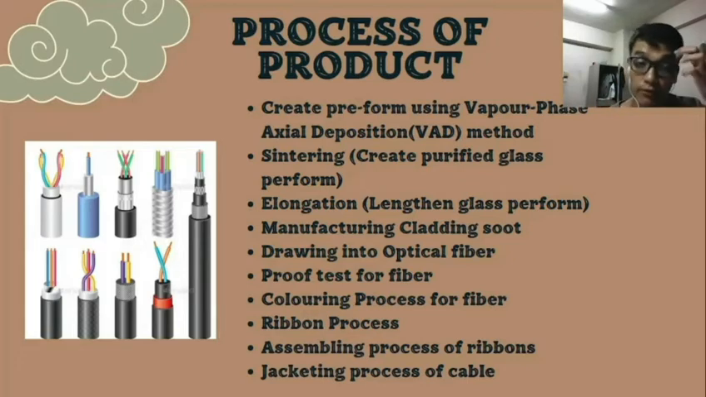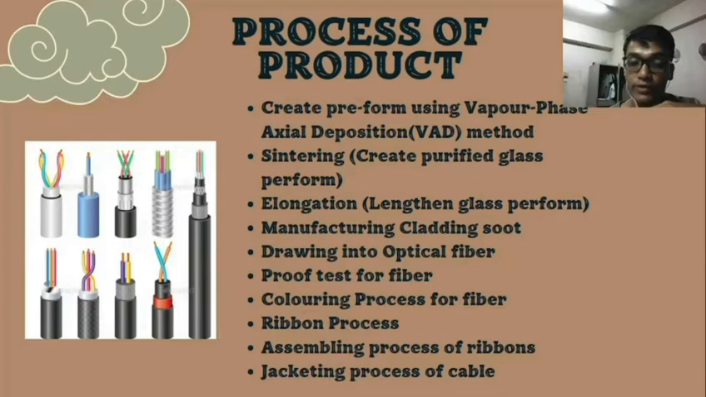For the seventh one, we just need to use the proof test for fibers. For this one, it is clearly easy because the proof test is an inspection to ensure there is minimum tensile strength by applying fixed stress on the optical fibers along their length.